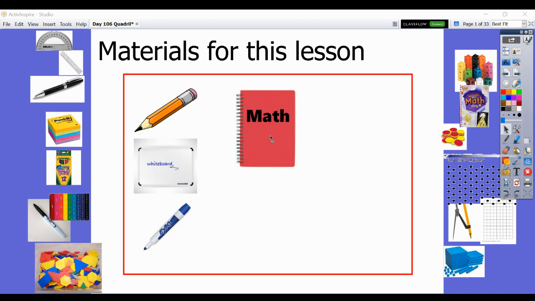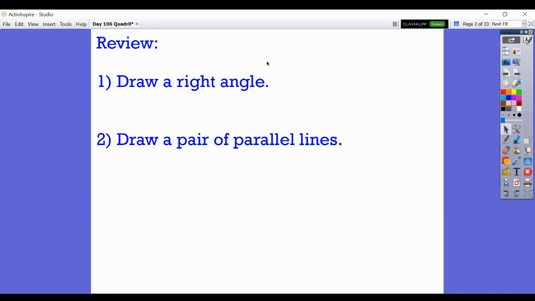You'll need your math notebook, a pencil, a whiteboard, and a dry erase marker. If you don't have those, you can use a piece of paper. Just something to get that additional work on. Here we go. Review. Draw a right angle and draw a pair of parallel lines. Pause here, draw those, and then come back to me in a minute.